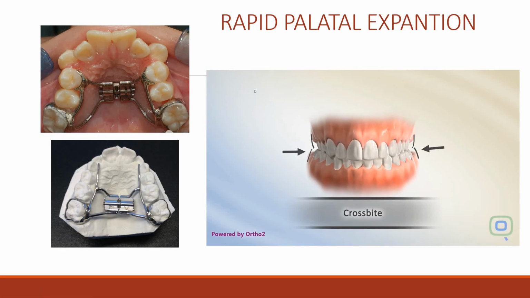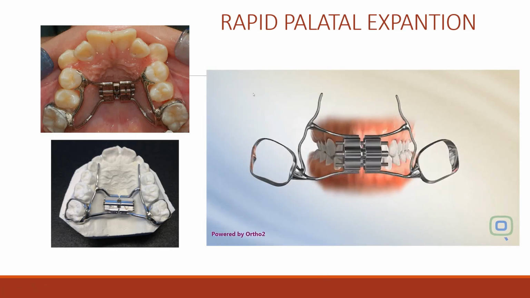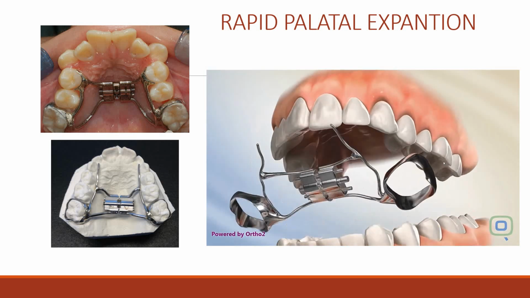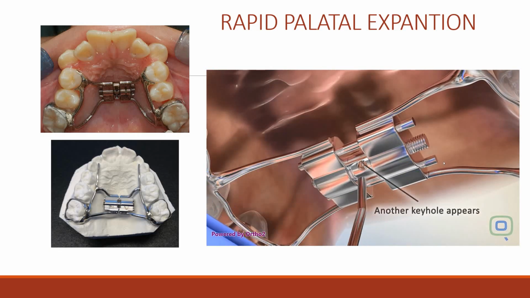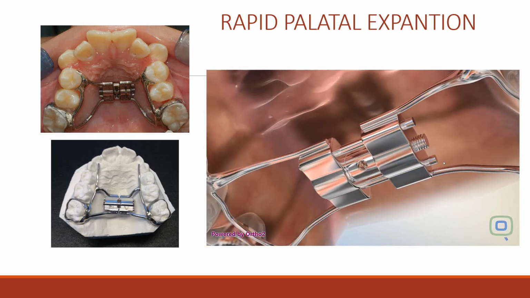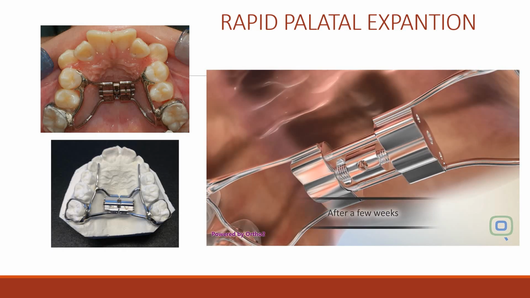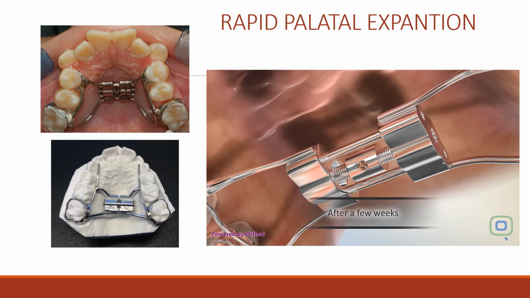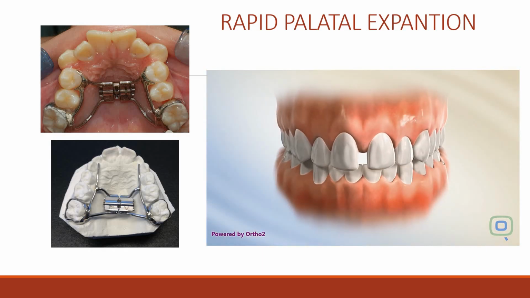Also, the RME or rapid palatal expansion can provide us with rapid maxillary expansion. Each turn of the screw is approximately equal to 0.25 millimeters, and it's turned between 2 and 4 times per day until the maxillary arch is overexpanded.